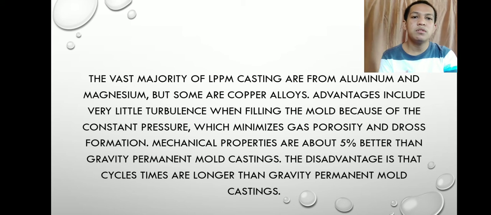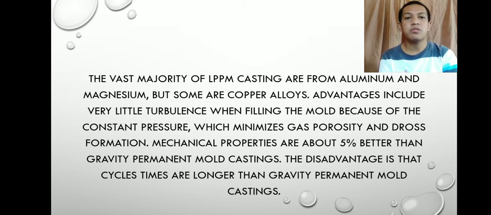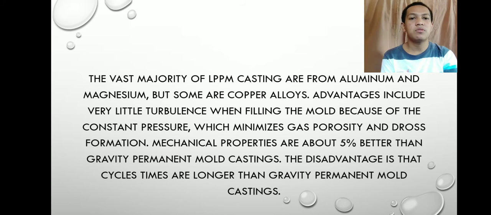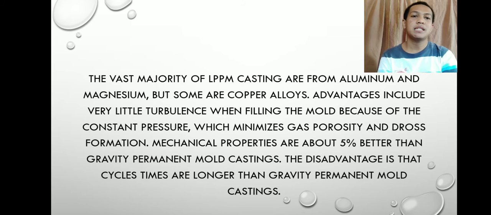Advantages include very little turbulence when filling the mold because of the constant pressure, which minimizes gas porosity and dross formation. Mechanical properties are about 50% better than gravity permanent mold castings. The disadvantage is that cycle times are longer than gravity permanent mold castings.